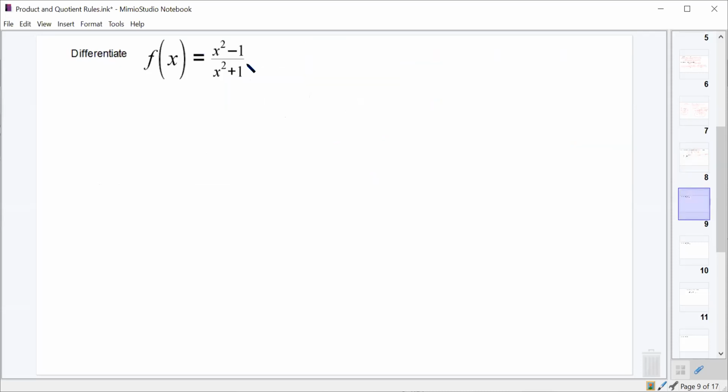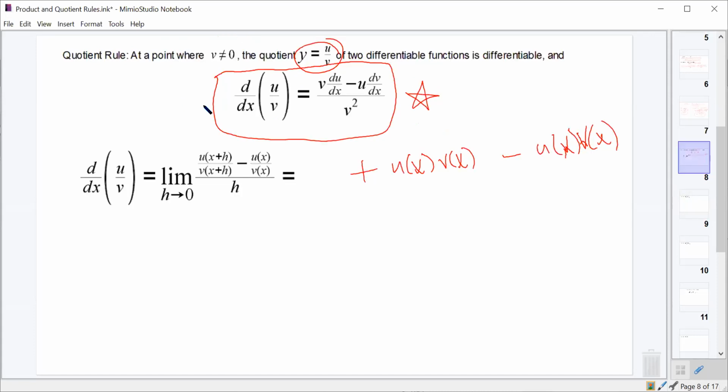If I give you this problem, and don't worry, I'll go back so you can finish writing it down if you want. If I give you this problem, you cannot say, oh, that's just 2x over 2x. You can't just take the derivative of the numerator divided by the derivative of the denominator. It does not work that way. You must use this rule. Good? Everybody okay with that? You'll use this rule anytime you have a quotient of 2 functions, drawing lots of stars around it because it's important.